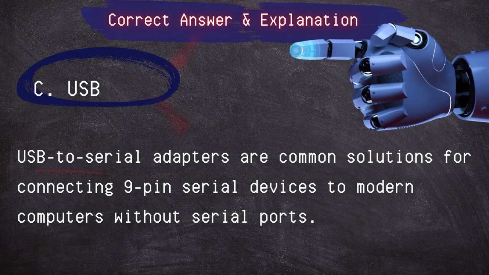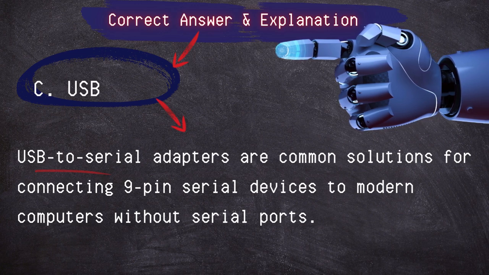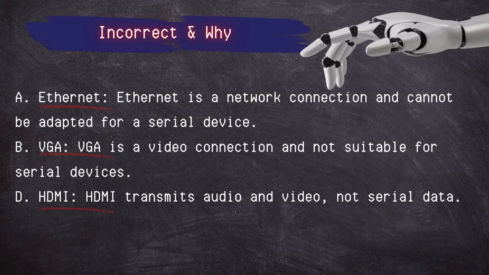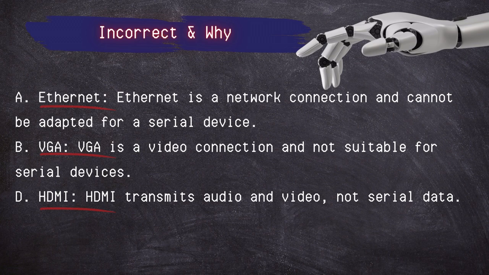Correct answer, USB. Now, USB to serial adapters are common solutions for connecting 9-pin serial devices to modern computers without a serial port. Incorrect answers, Ethernet. Now, Ethernet is a network connection and cannot be adapted for a serial device. VGA is a video connection and not suitable for serial devices. HDMI transmits audio and video, not serial data.